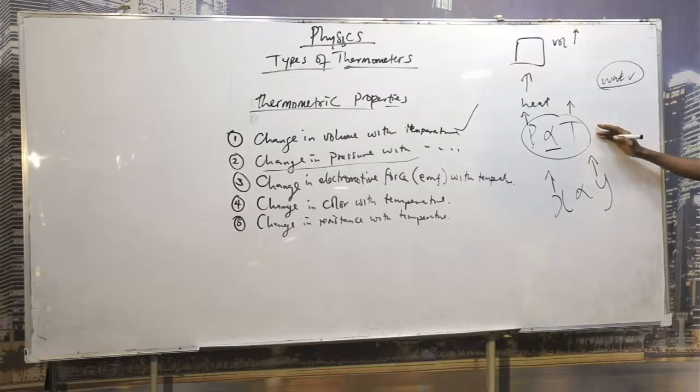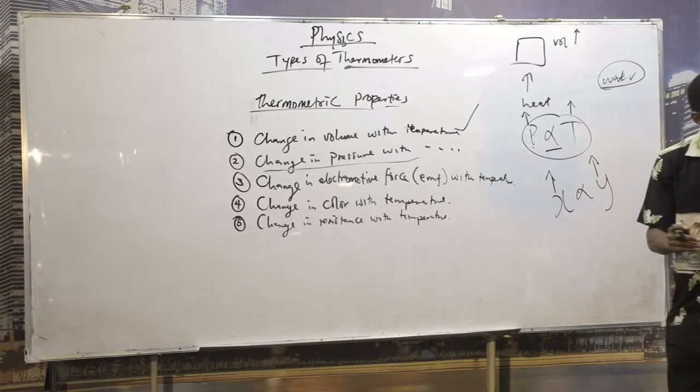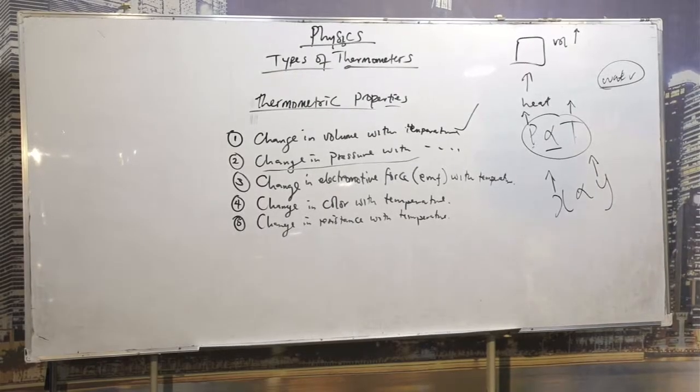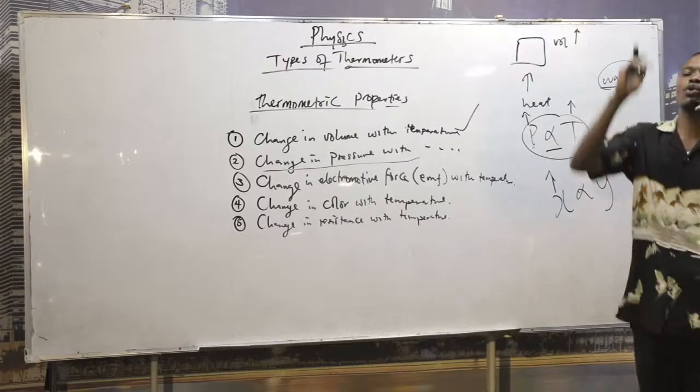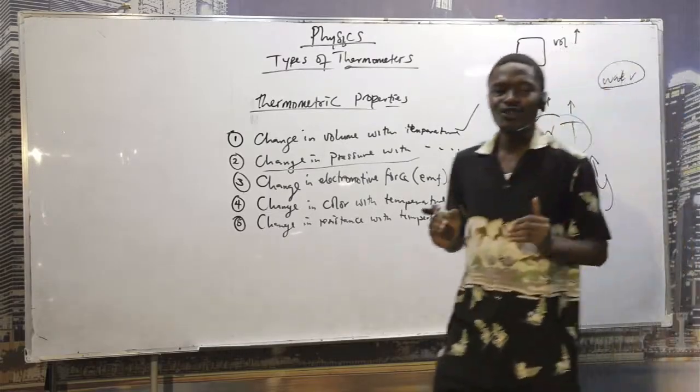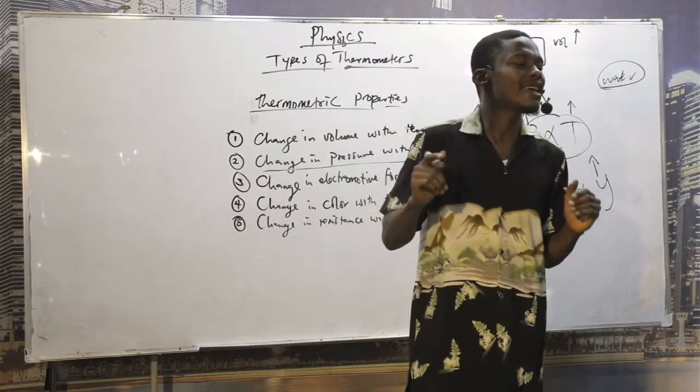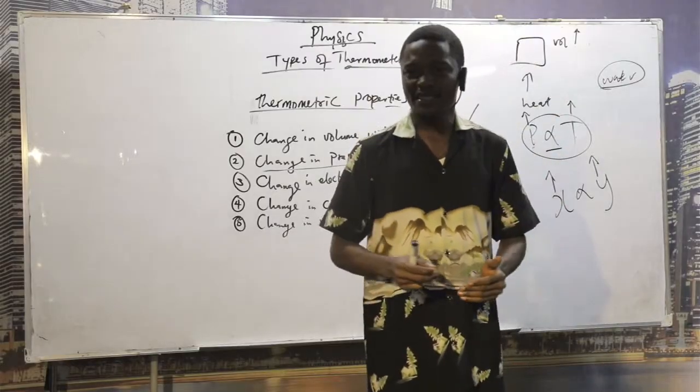Okay? That is how it works. But in direct, if one thing goes down, the other one will also go down. If the other one goes up, the other one will go up. That is what direct means. So both of them are going at the same time, or at the same pace.